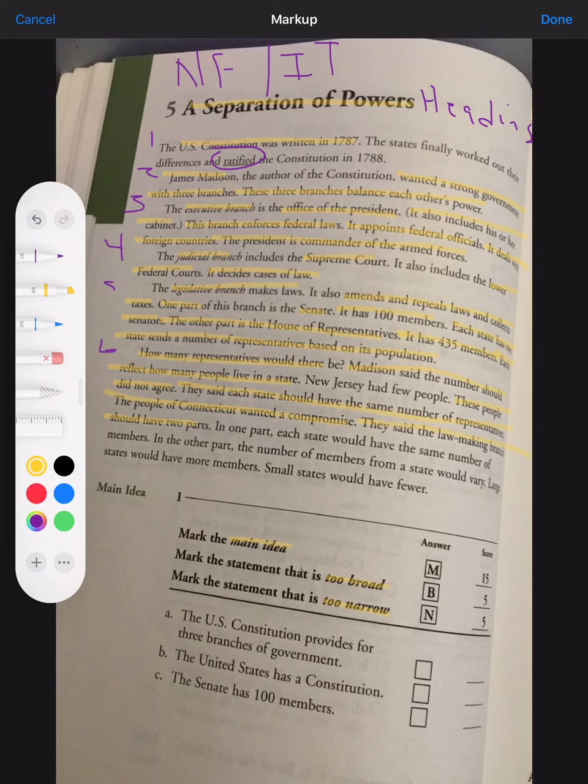Okay, so we've read our passage. I need you to finish, answer your questions, and put your answers on SchoolNet. If you have any questions, please email me.